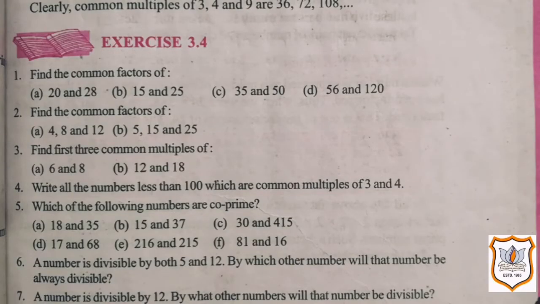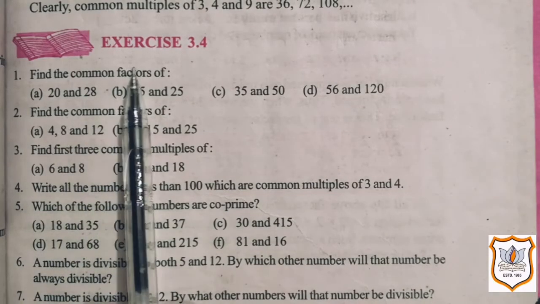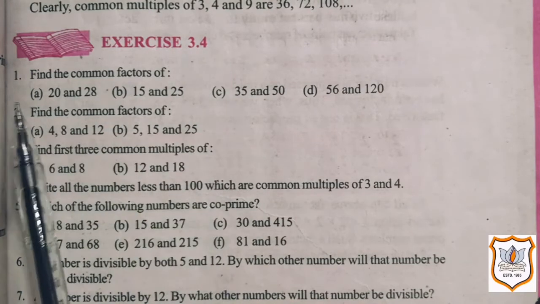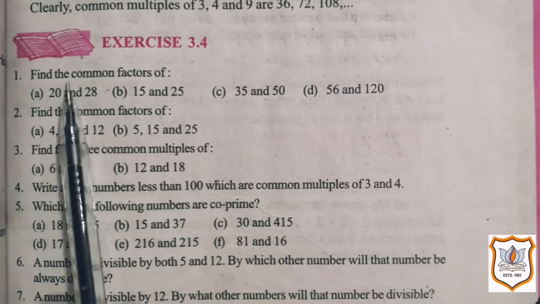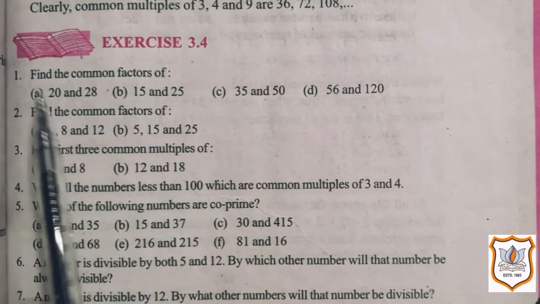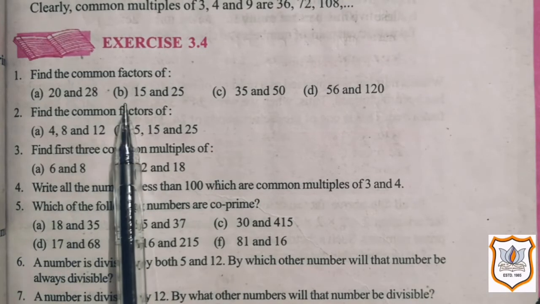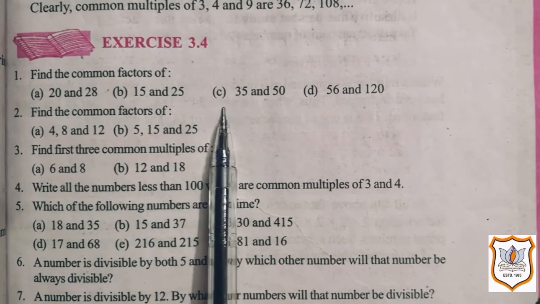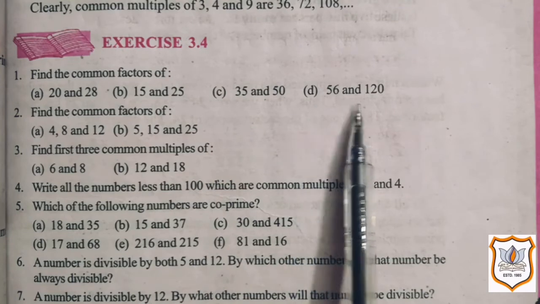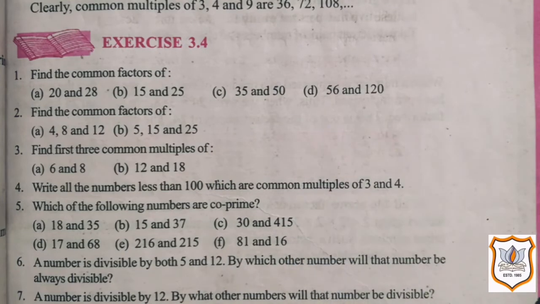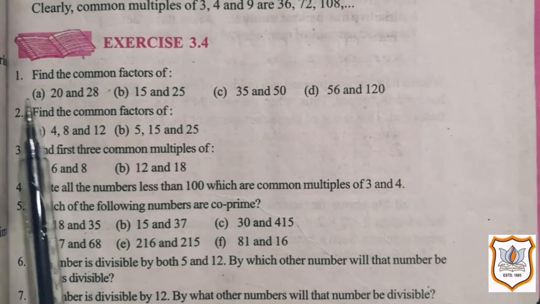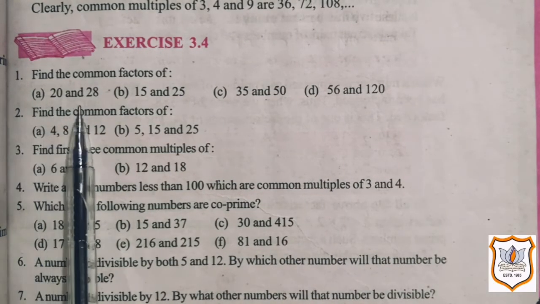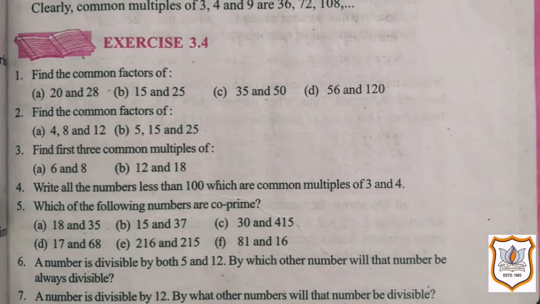So students, now we will move to our exercise number 3.4. Question number 1. Find the common factors of A, 20 and 28, B, 15 and 25, C, 35 and 50, D, 56 and 120. Now we have to find the common factors of these numbers. In sum A of question number 1, we have to find the common factors of 20 and 28.